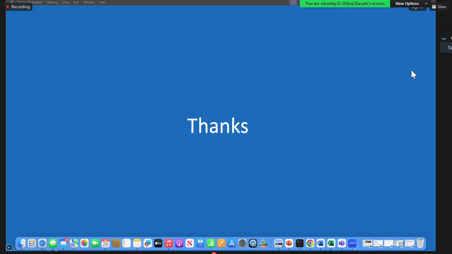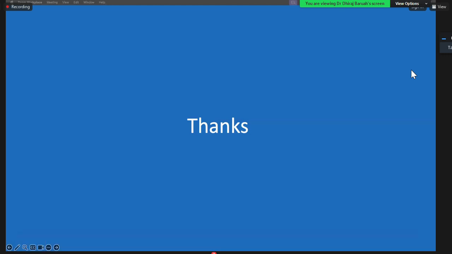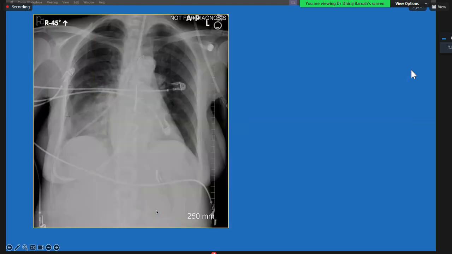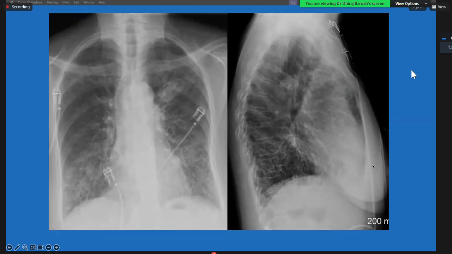Okay, so let me share again. But the thing is, this is mostly for CT scan. So that is why I didn't go that far. Let me try to go to that slide.